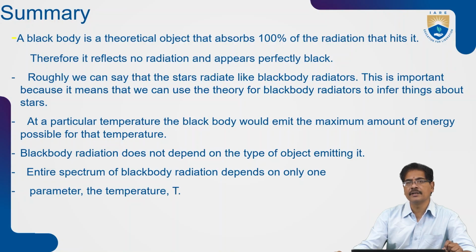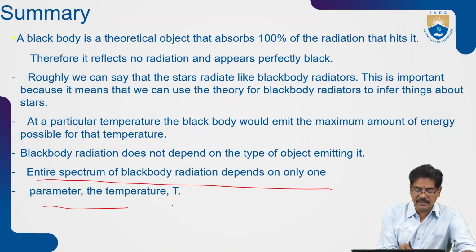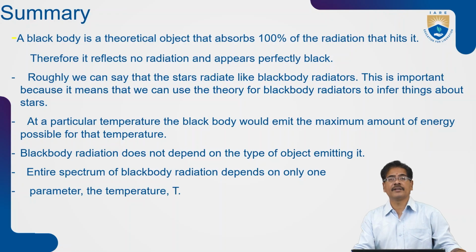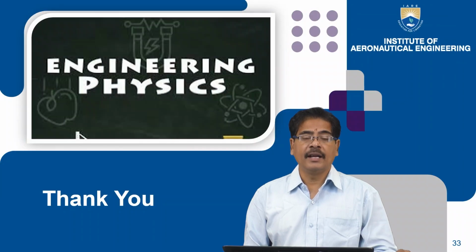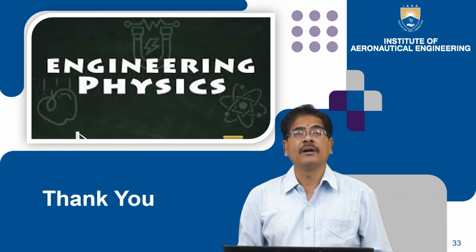Blackbody radiation does not depend on the type of object emitting it. The entire spectrum of blackbody radiation depends on only one parameter, that is temperature. Temperature is the essential factor to understand the entire spectrum, right? So this is the summary of this particular content, and with the next topic we'll come up with a different type of law, right?